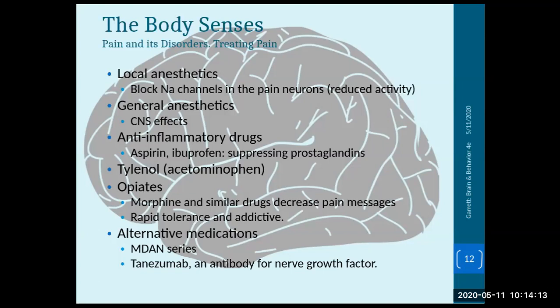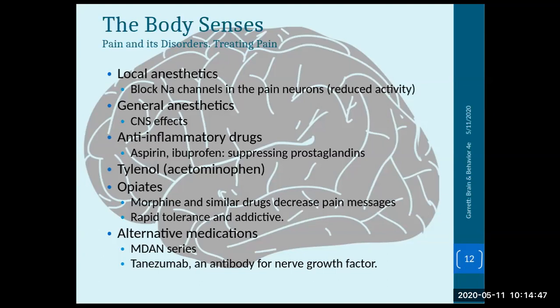So these NSAIDs, non-steroidal, which means it's not a steroid, anti-inflammatory drugs, NSAIDs. What they do is they inhibit prostaglandins, they inhibit that soup, or they reduce the amount of prostaglandins if they've already been set in motion. They suppress them. Tylenol works like that to a degree as well, but not as good as these specific anti-inflammatory drugs. With Tylenol, it's sort of one of the things.